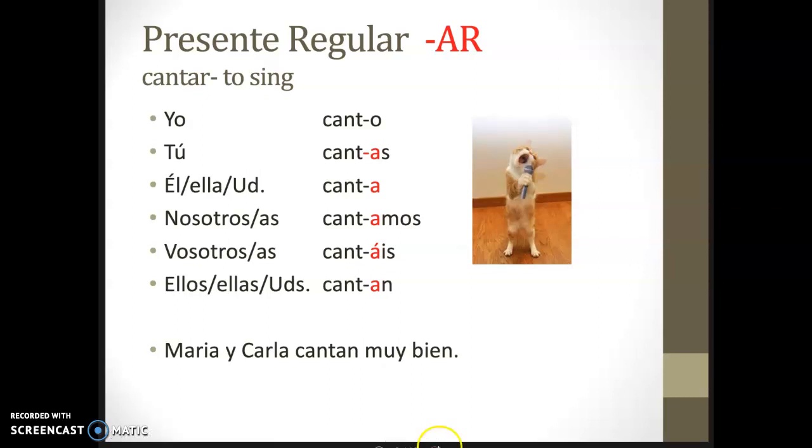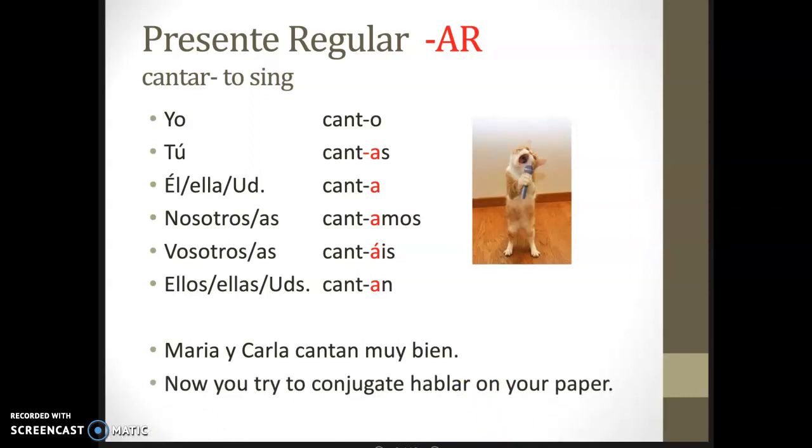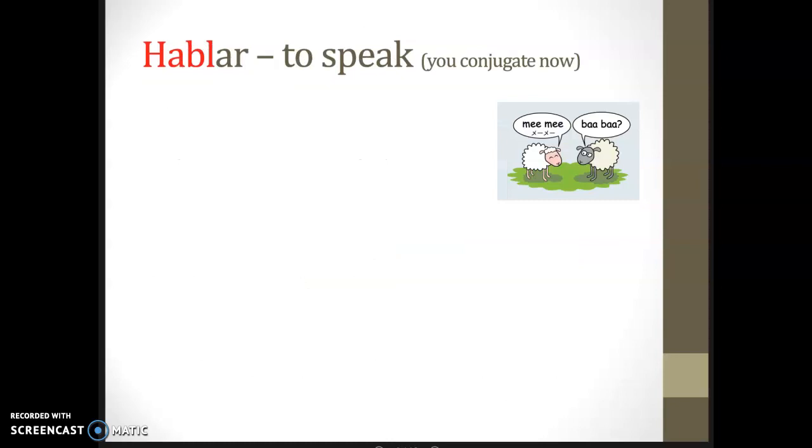Now you can try to conjugate the verb hablar. You can pause right now and do the conjugation. And then unpause when you're ready to look at the answers.